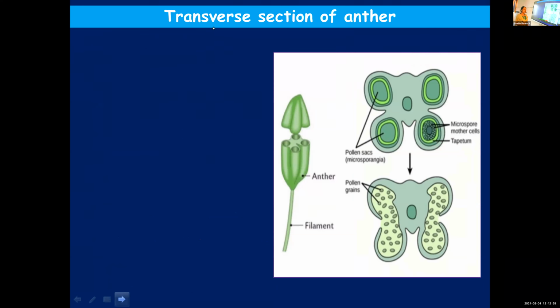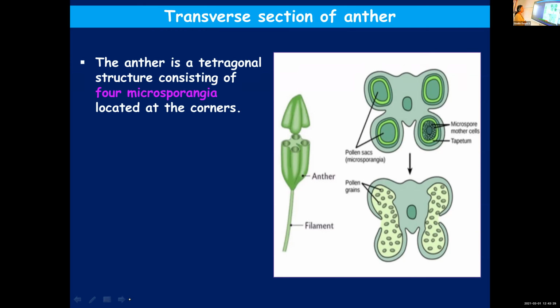Next, let's see a transverse section of an anther. Already you understood what is an anther, or anther and filament together they form the stamen, and the whorl of stamen forms the androecium. All that we learned. You already have previous knowledge regarding the same. So next what we are going to learn is about the transverse section of an anther.